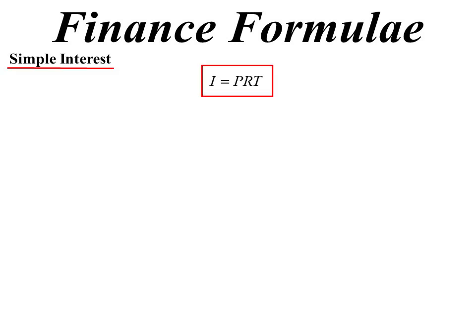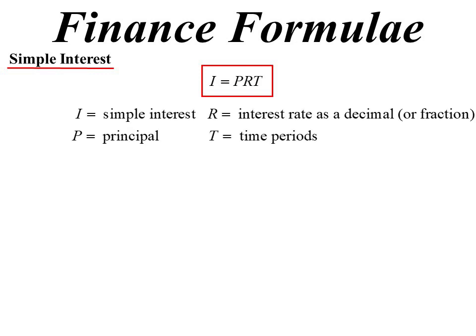Let's have a little recap. Finance formulas, and probably the first one you ever saw was this idea of simple interest, and it is a very simple formula. I equals PRT, where I is that simple interest, P is the principal, how much you're borrowing or how much you're saving depending on the type of question. R is the interest rate. Now the way I've written the formula, it's as a decimal or a fraction. And T is the time periods.